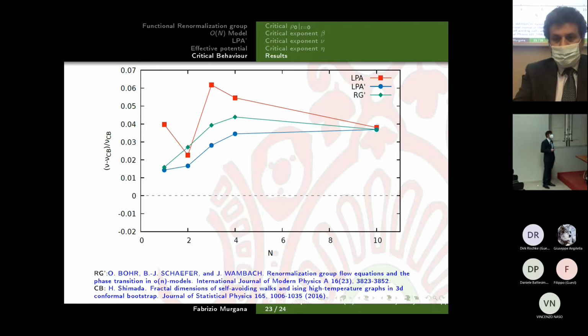I chose nu as a reference, and as a reference for the values of nu, I chose the one obtained in literature via conformal bootstrap, which is another non-perturbative technique, so that's why I chose that. As you can see, I also compared these results with the ones obtained in literature with the same technique I used, which means RG in the LPA prime approximation. And you see that the results of LPA prime, which are my results, are better, let's say, than the others using the same technique because we use a different numerical approach. And also LPA sometimes is even better.